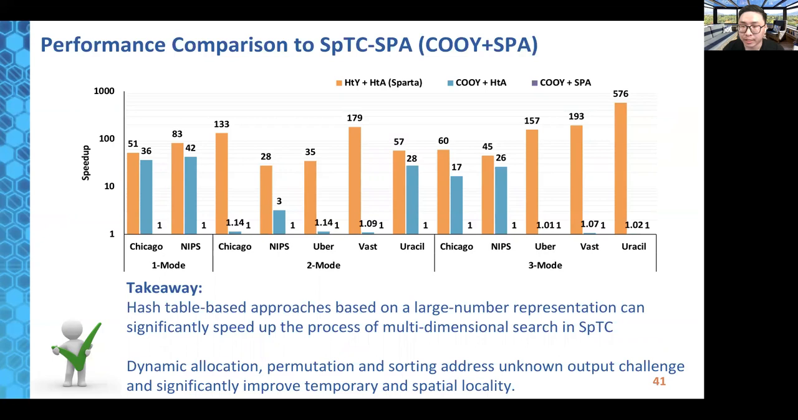We have 2 takeaway messages here. First, hash table-based solutions based on a large number of representations can fundamentally address the challenge of multidimensional problem in sparse tensor contraction. Second, dynamic allocation, permutation, and sorting can address the problem of unknown output tensor and also significantly improve the temporal and spatial locality.